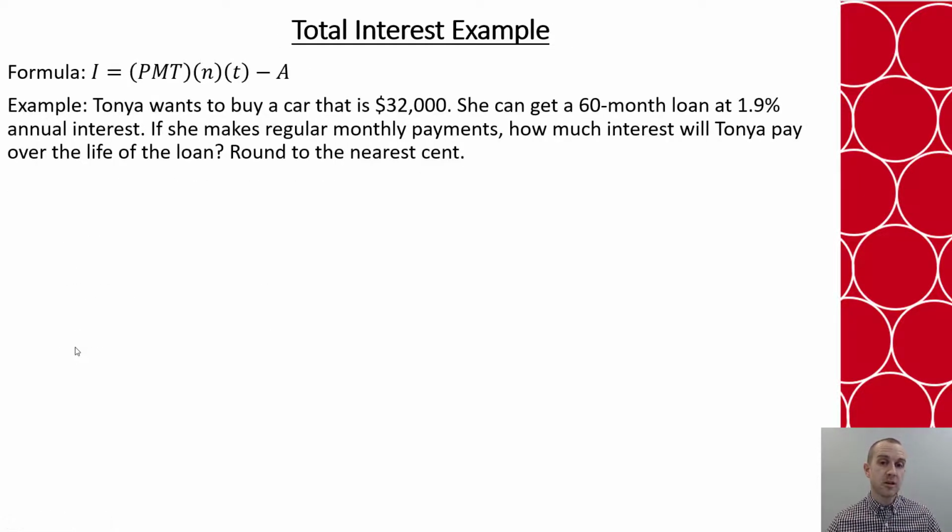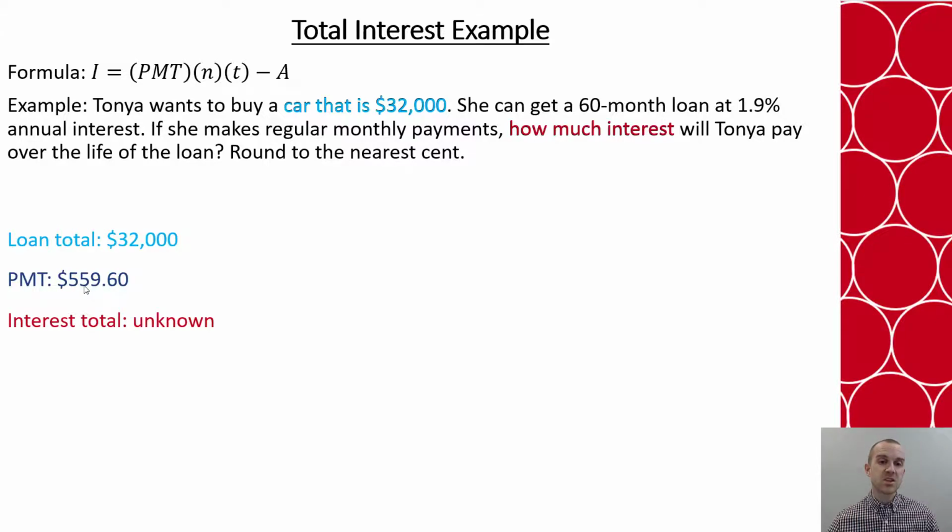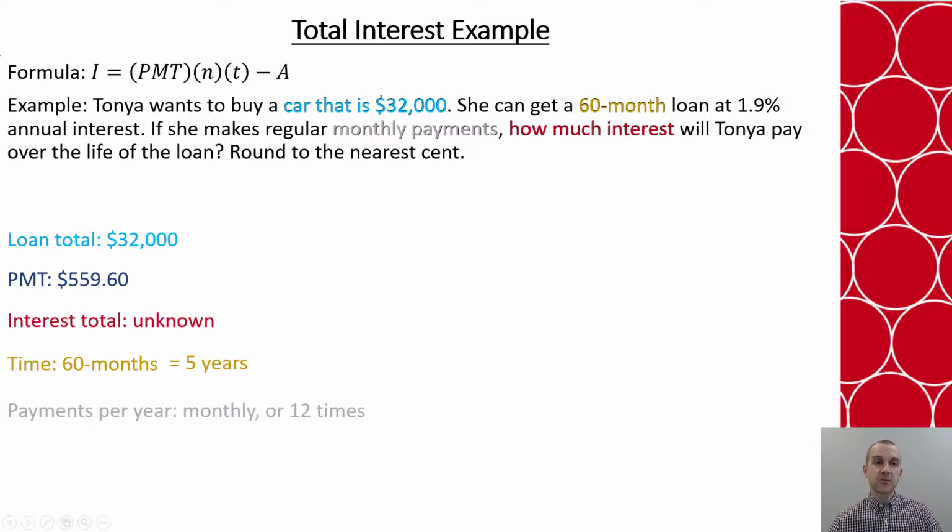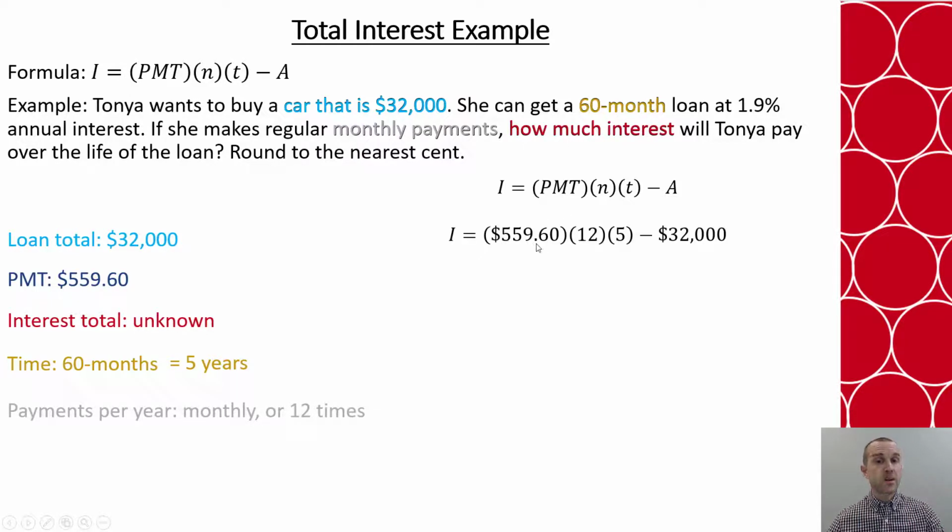So let's go back to Tanya. We know, again, that it was a $32,000 loan, that we found that the payment was $559.60, and we don't know how much interest she's going to pay in total, but we do know it was a 60-month loan, which means 5 years, and that it was regular monthly payments, which was 12 times a year. So if I use that information to figure out the total interest here, I'll have the $559.60 times 12 times 5 minus the original amount, $32,000.